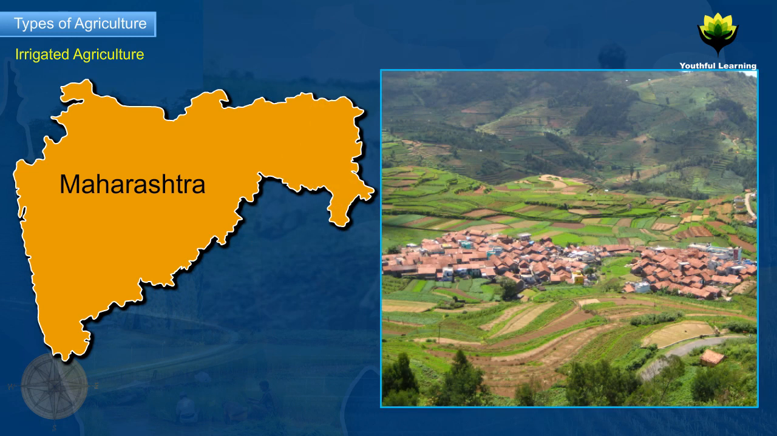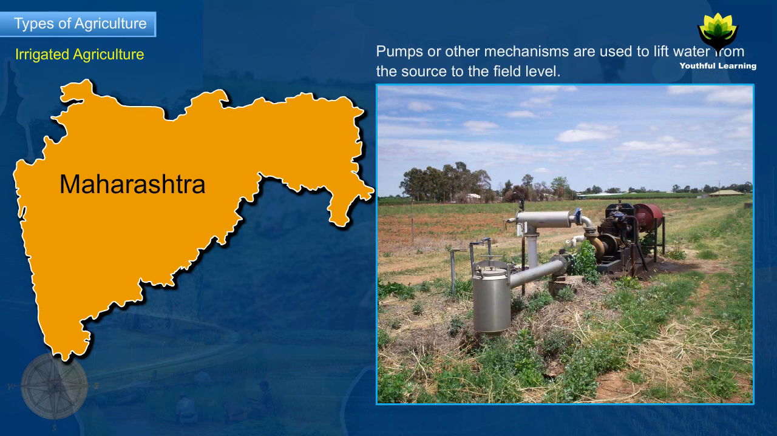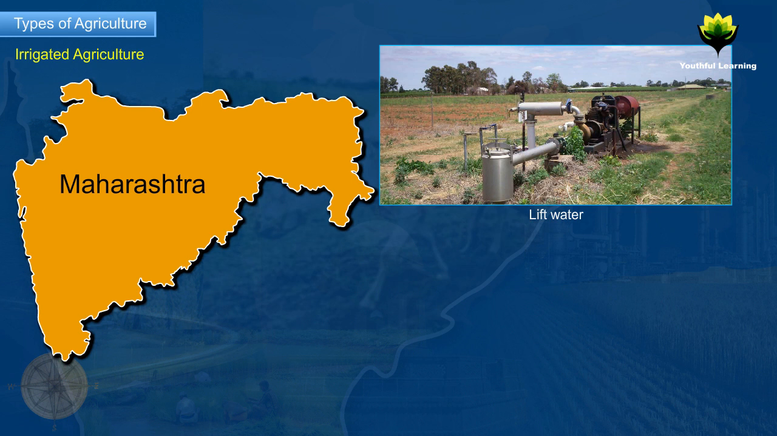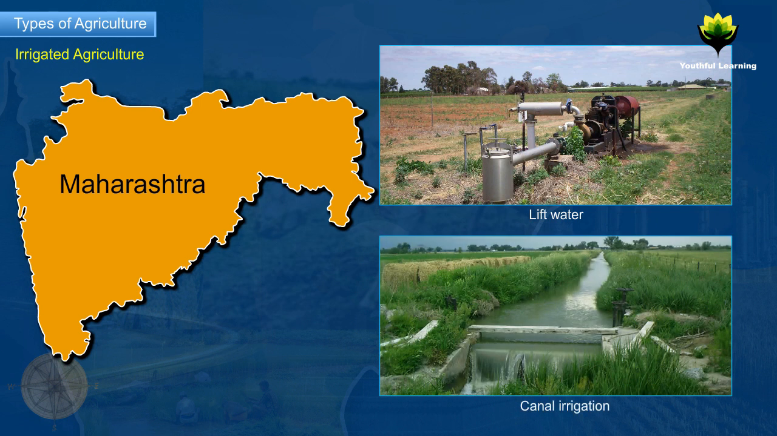When fields are located at a higher level, pumps or other mechanisms are used to lift water from the source to the field level. This method is known as lift irrigation. It is costlier as compared to canal irrigation.